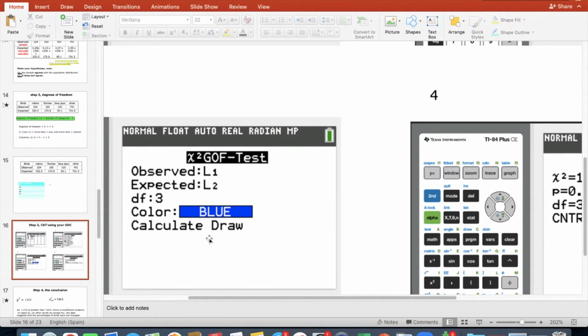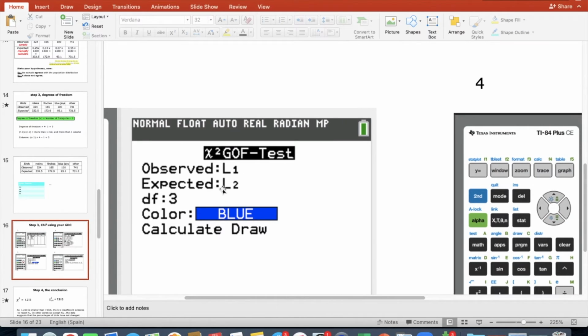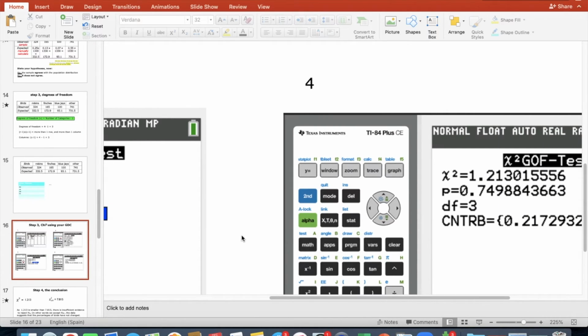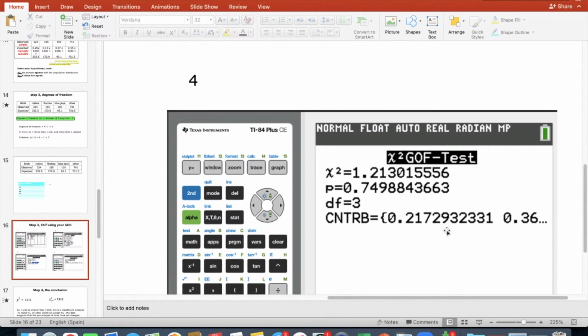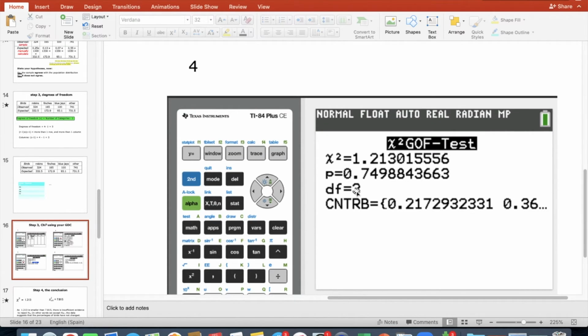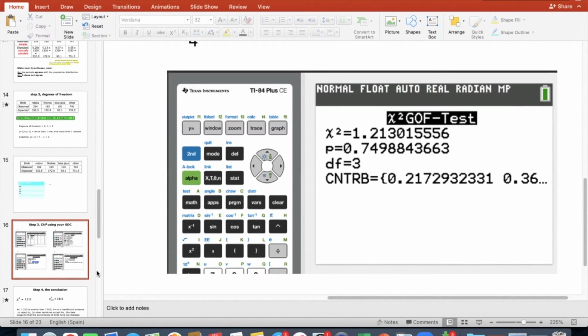So it will look like this now. Expected L2. You need to make sure you put in the correct degrees of freedom, which we've talked about, and then you need to press calculate. Once you've done that, you are going to get these answers. Chi-squared, P, degrees of freedom, which you've already entered.